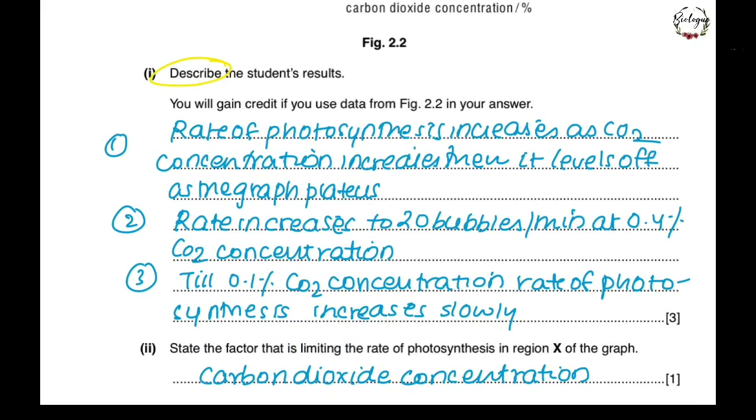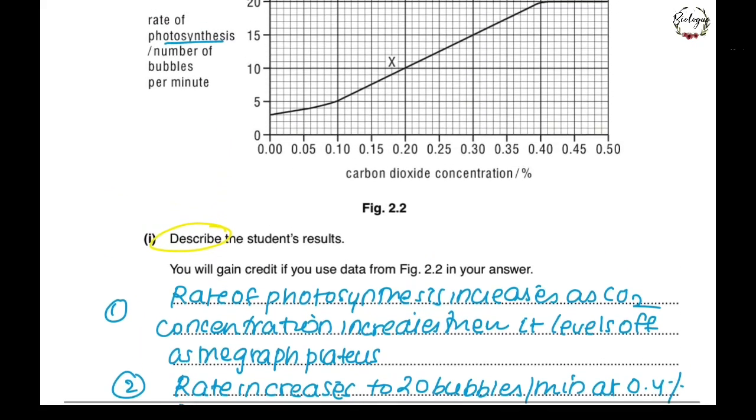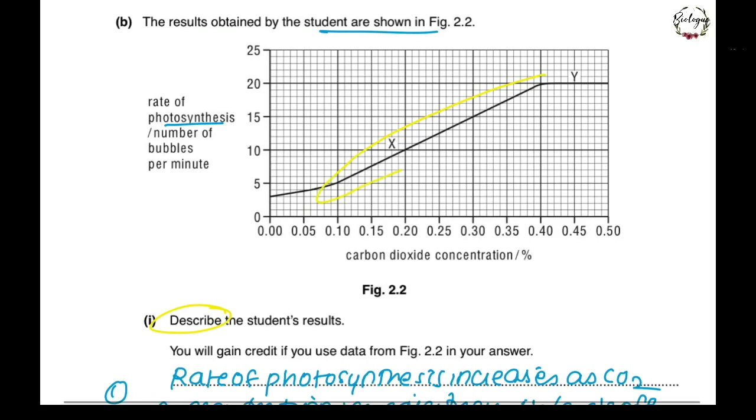Okay, so you will gain credit if you use the data from the figure in the answer. Rate of photosynthesis increases as carbon dioxide concentration increases, right? In this part specifically, we can see the rate of photosynthesis is increasing with the carbon dioxide concentration.